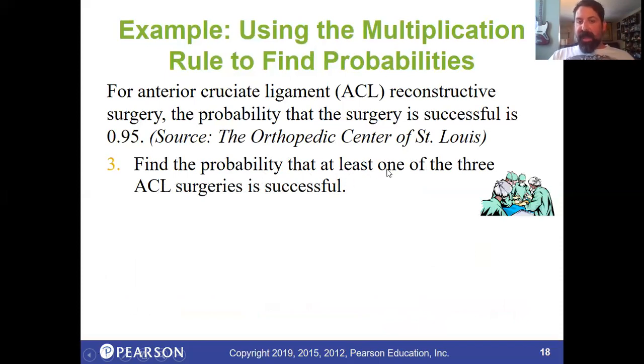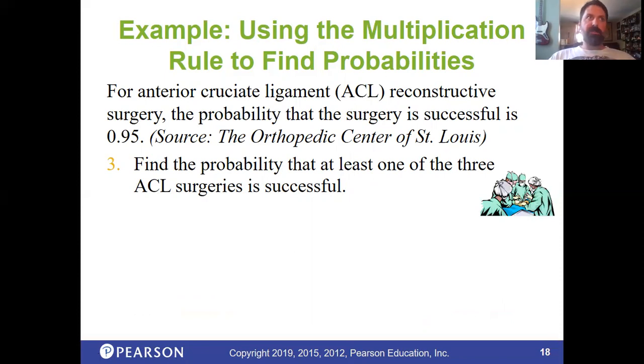So this event is at least one of the three is successful. The complement of that is not at least one of the three is successful. It's a strange way of speaking, but what does this mean? Not at least one of the three are successful.